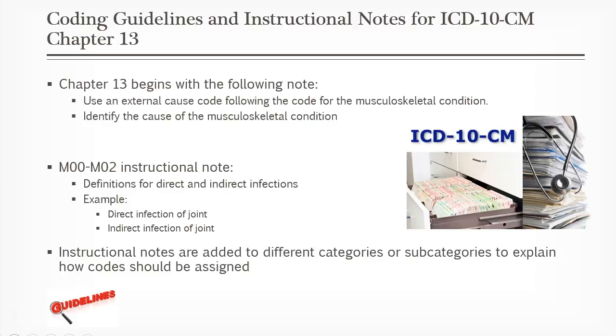So for example, with M00 through M02, there's an instructional note that has the definitions for direct and indirect infections. And so, for example, a direct infection of the joint or indirect infection of the joint. That's more documentation that you need to look for in order to be specific with your code. And that's the specificity that is required in ICD-10. And then instructional notes are added to different categories or subcategories to explain how codes should be assigned. So it's just another tool to remind you of what else you need to look for in regard to the documentation to be as specific as possible.